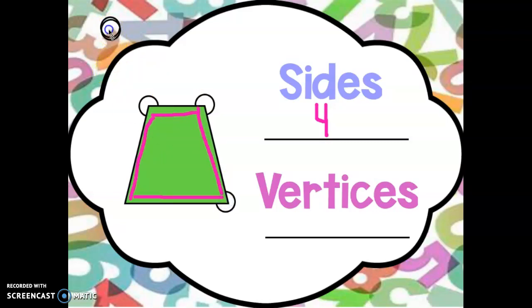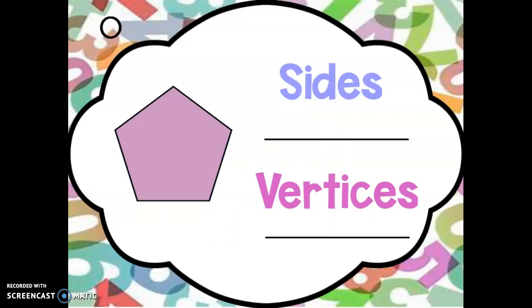3 and 4. Very good. How many vertices does it have? 1, 2, 3, 4. Very good. You guys are doing a great job. I'm sorry, that looks not like a 4. 4. So the trapezoid has 4 sides and 4 vertices. Very good. Now let's take a look at our super hard shape.